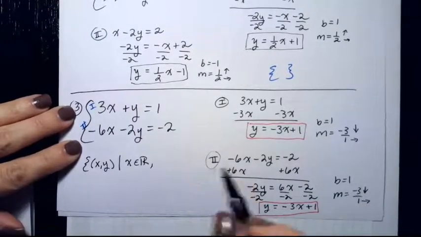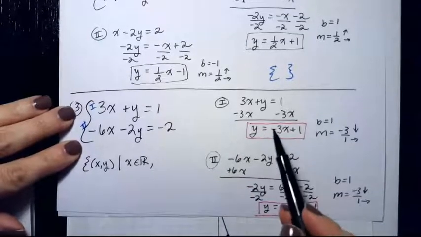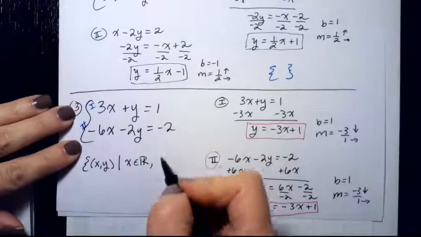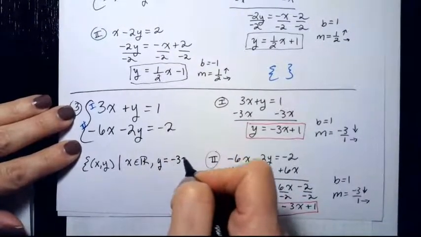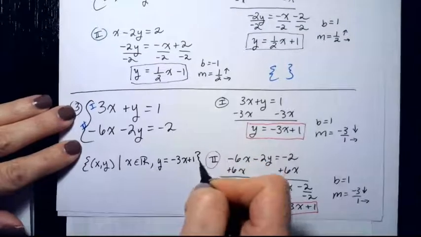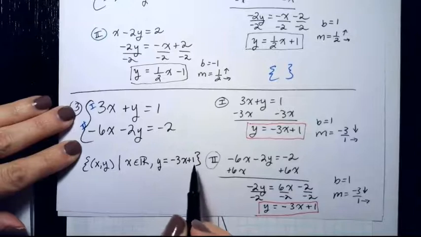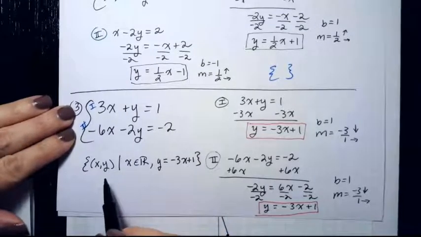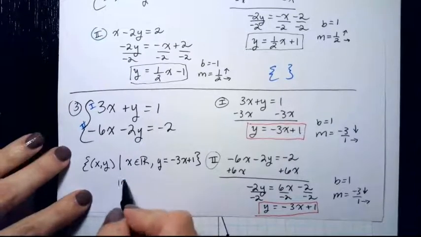How do we get the y value? Well, the y value is determined by x. So we just take one of our equations written in y equals mx plus b, and we just rewrite it. Y equals -3x plus 1. So this tells me that no matter what x is, the y can be found by going through those steps. And that's how you would write your solution set in set builder notation. But again, that means infinite solutions.